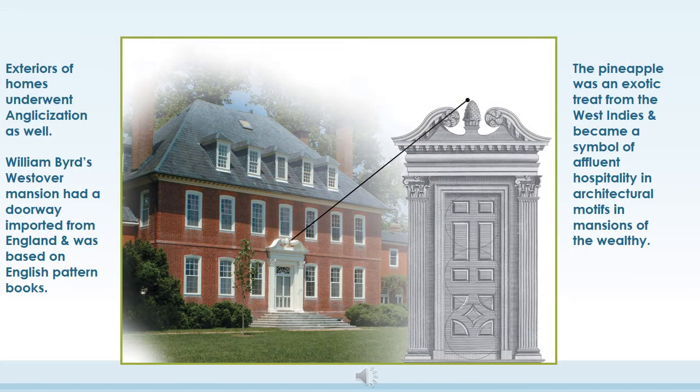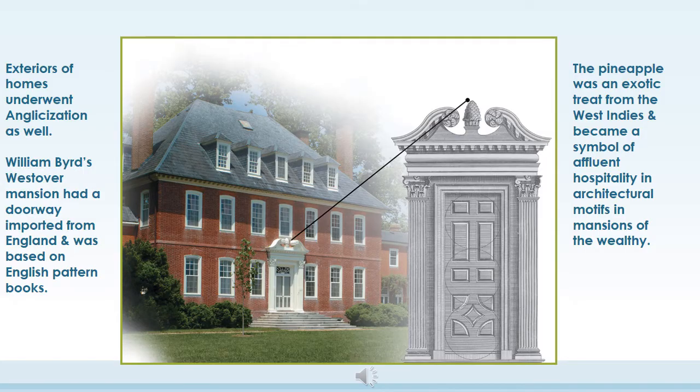The exteriors of American houses also underwent a process of Anglicization. English-style manor houses, such as William Byrd's Westover, often borrowed ideals from English pattern books, which were just architectural guidebooks of the latest styles. The main entrance of this elegant red brick mansion would take guests through a very impressive doorway that Byrd had imported from England.